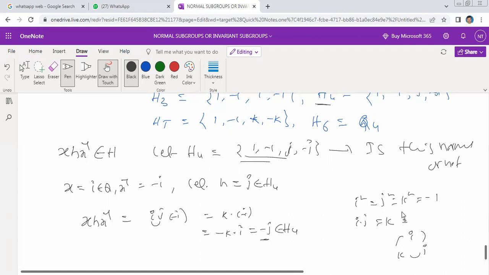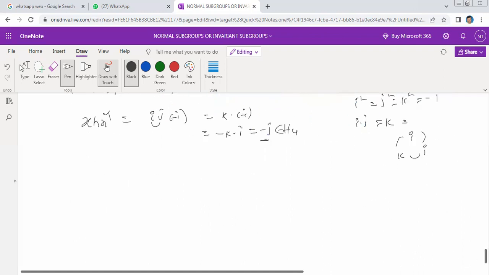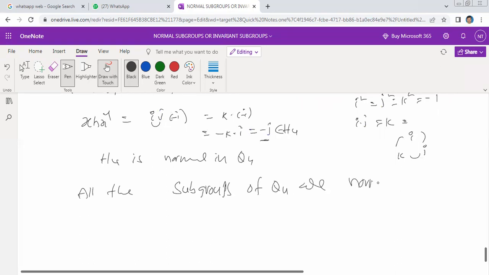Similarly, we can check all the elements. Therefore, H4 is a normal subgroup in Q4. Okay. Similarly, all the subgroups check cheskondi. All the subgroups of Q4 are normal. But Q4 is what? Q4 is a non-abelian group. Why is it non-abelian?